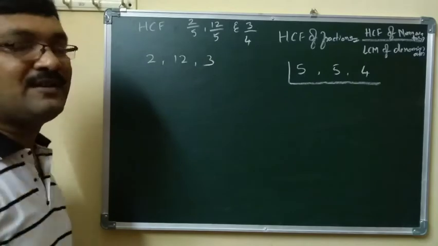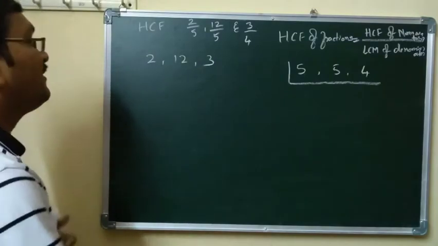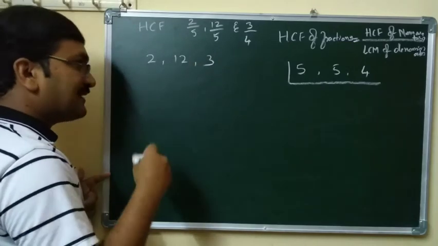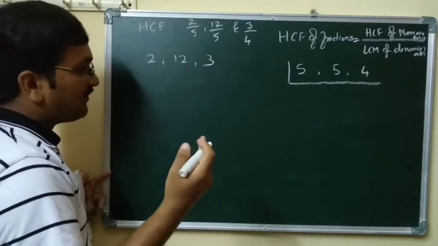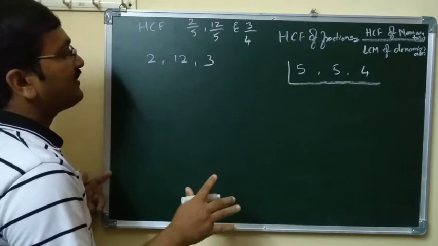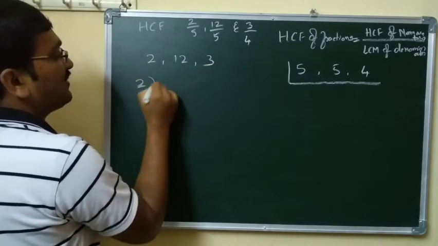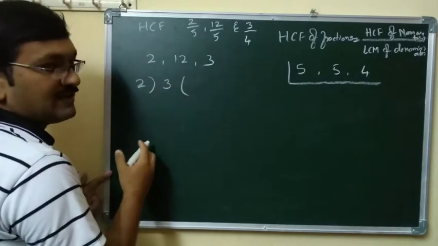For the numerators we have to find out the GCD. Okay. To find out the GCD, there is an easy technique. You can take the numbers in any order, either descending or ascending. Any one order you can take. So I am taking ascending order: 2, 3. See, 2, 3. This method only you know.